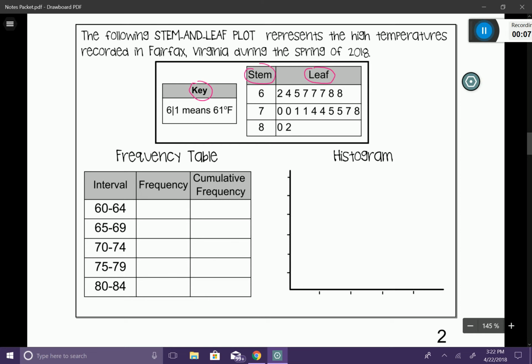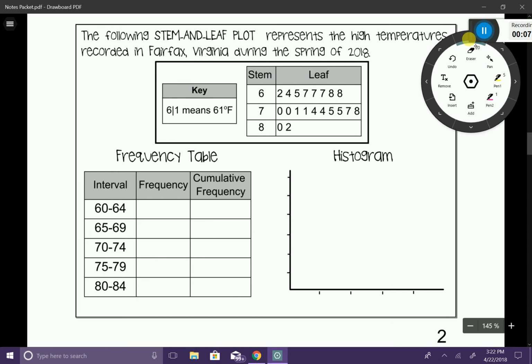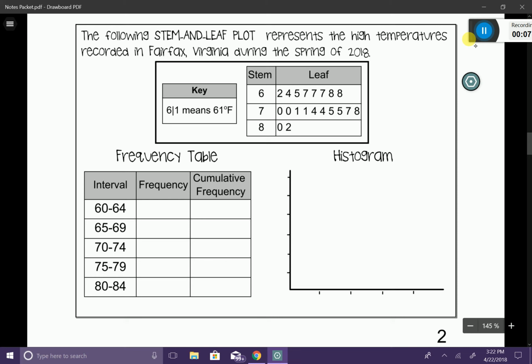Okay. So let's look at this example. The following stem and leaf plot represents the high temperatures recorded in Fairfax, Virginia during the spring of 2018. Okay, so what we want to do here is figure out how many digits are between the interval 60 to 64. That's our first goal. So if we look up at our stem and leaf plot, I'm going to go ahead and circle the ones that are between 60 and 64. So this would represent 62. 64, and if I circle the next one, that would be 65, and that would be in the next interval. So I only have 2 that are in this interval. So I'm going to say that my frequency is 2, and my cumulative frequency is also 2.